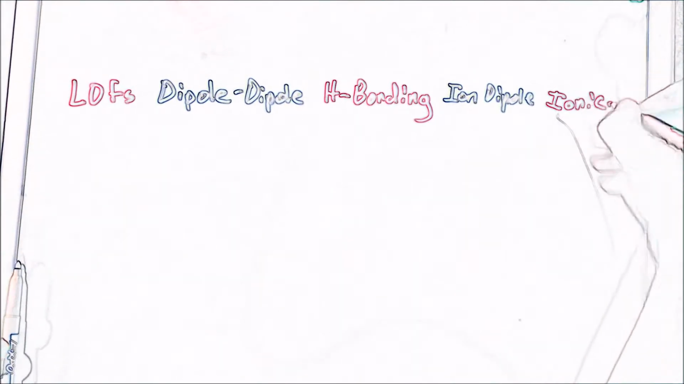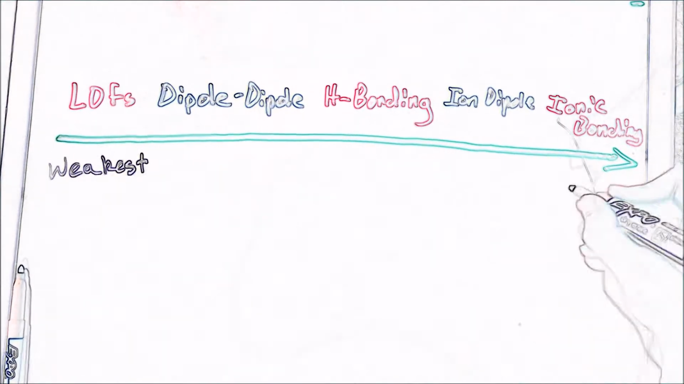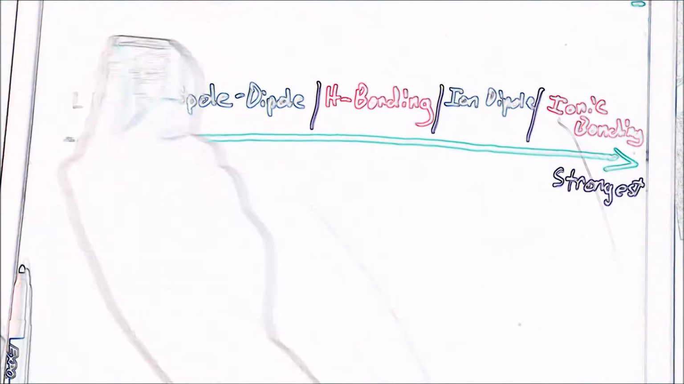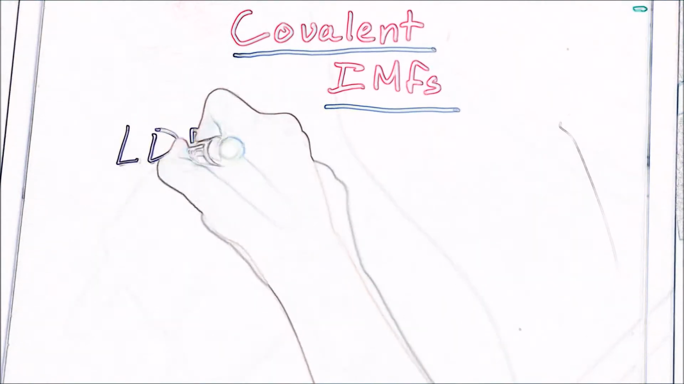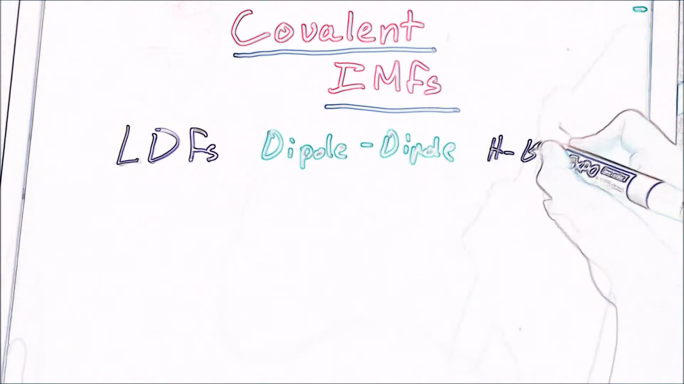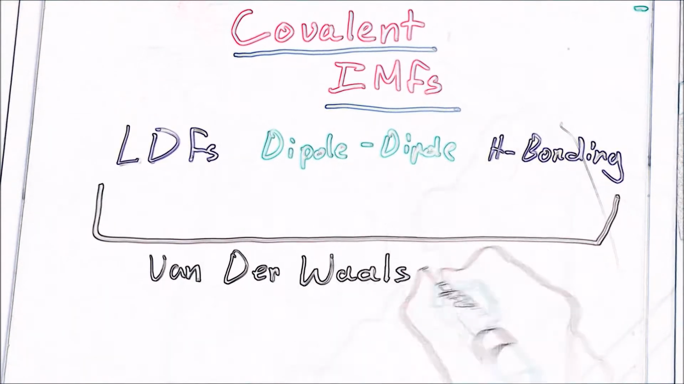The bonds increase in strength from left to right. The stronger an IMF, the higher the boiling points and melting points will be, and the lower the freezing point. There are three types of covalent IMFs: London dispersion forces, dipole-dipole, and hydrogen bonding. All three of these are known as van der Waals forces.